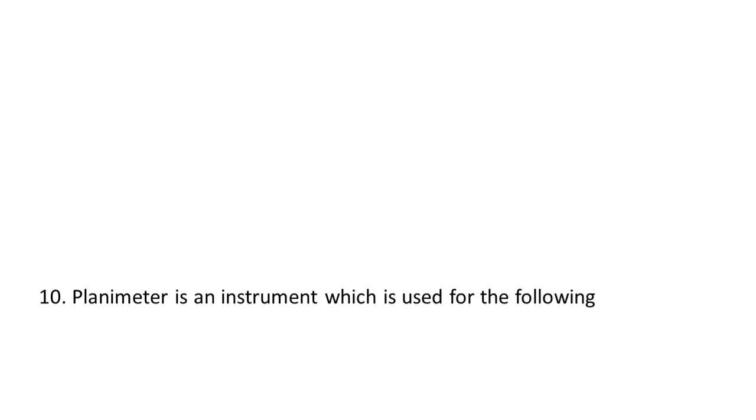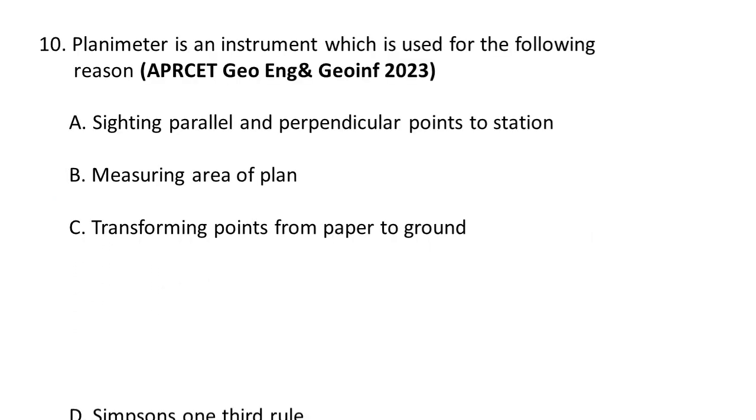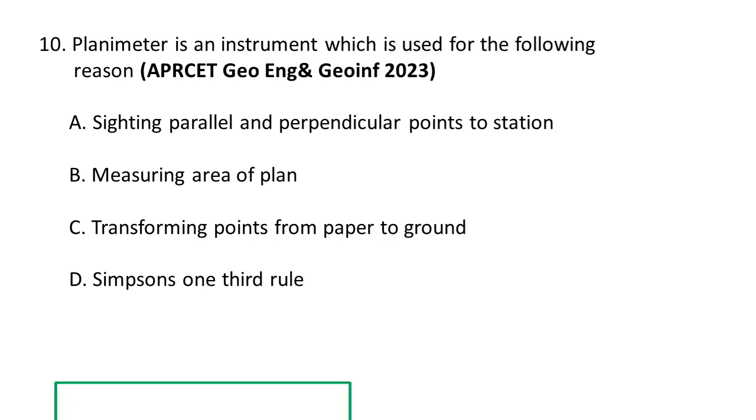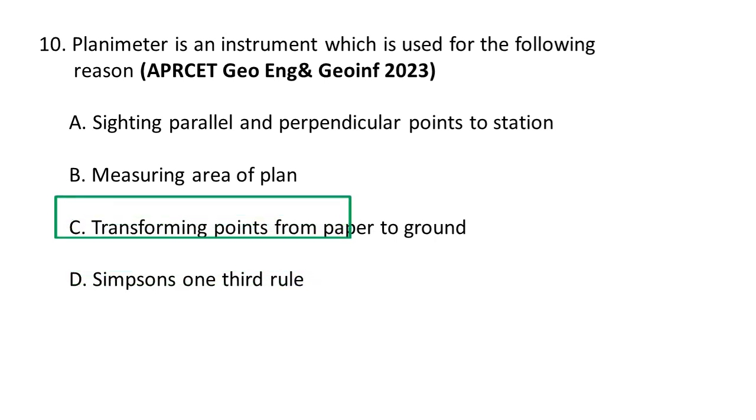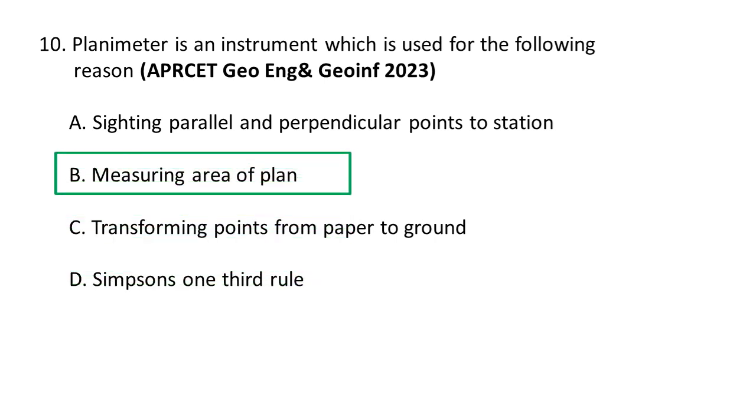Next question. Planimeter is an instrument which is used for the following reason. A. Sighting parallel and perpendicular points to stations. B. Measuring the area of a plan. C. Transforming the points from paper to the ground. And D. Simpson's 1/3 rule. So the correct option is B. Planimeter is used for measuring the area of a plan. A planimeter is a tabletop instrument used to measure the area of two-dimensional shapes, particularly irregular regions on maps or photographs, and it is also known as a platometer.